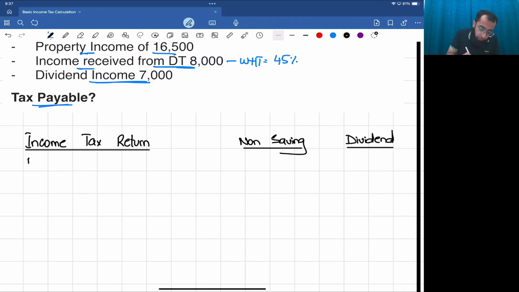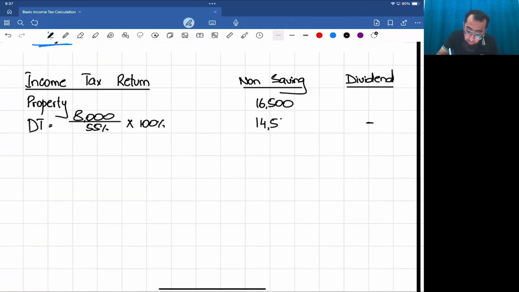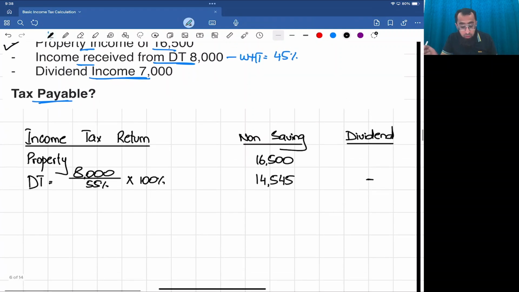Now comes the property income, 16,500. Property income goes under the non-saving head. Discretionary trust, it's 8,000 divided by 55% because 45% is the withholding, multiplied by 100%. So let's do it. 8,000 divided by 55% multiplied by 100%. So it's 14545 because 45% is the withholding.